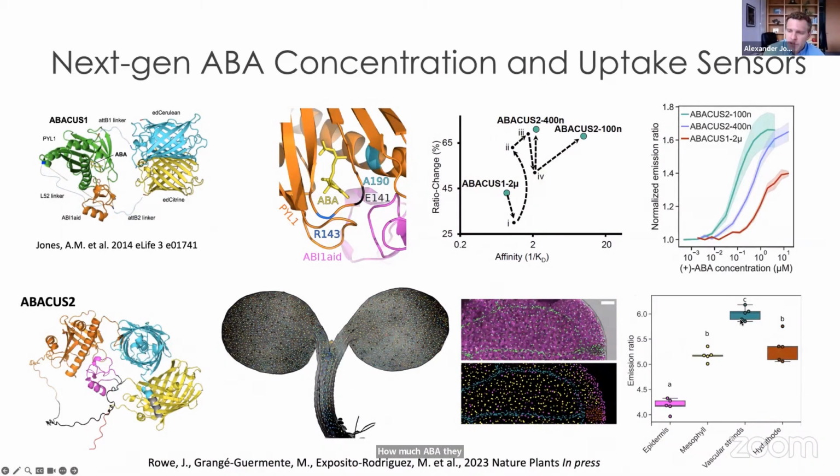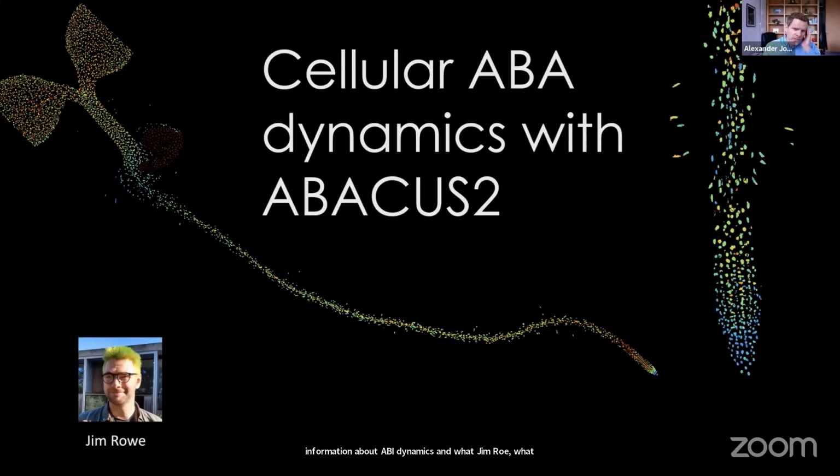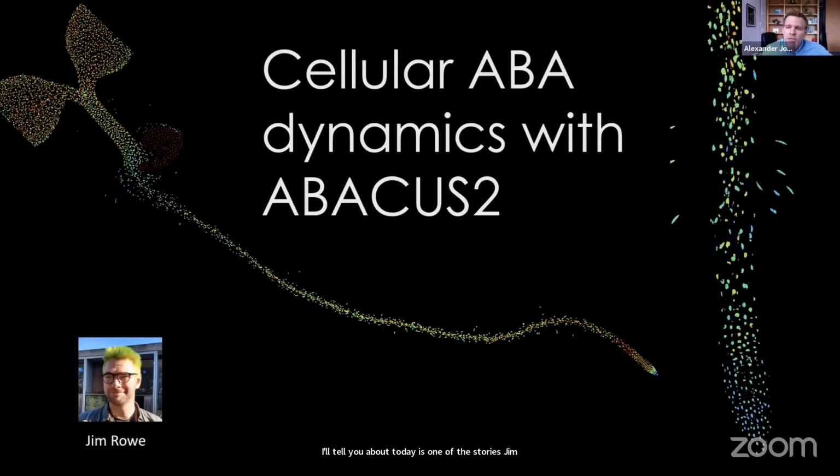For example, the vascular strands tend to have higher ratios and higher levels of ABA, and that is thought to be a major site of synthesis in leaves. So we can do lots of different tissues and get lots of information about ABA dynamics. And what I'll tell you about today is one of the stories Jim Rowe, the lead postdoc on the project, has developed around systemic ABA signaling. So this idea that some parts of the plant can talk to others via ABA.